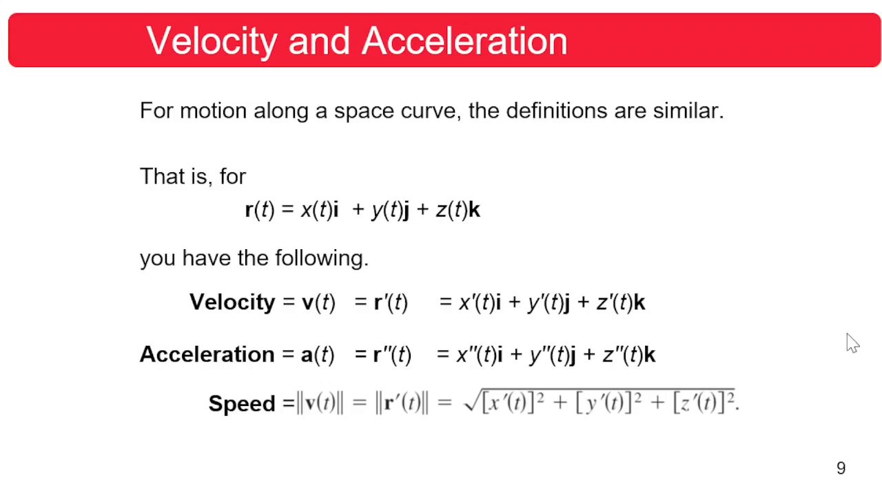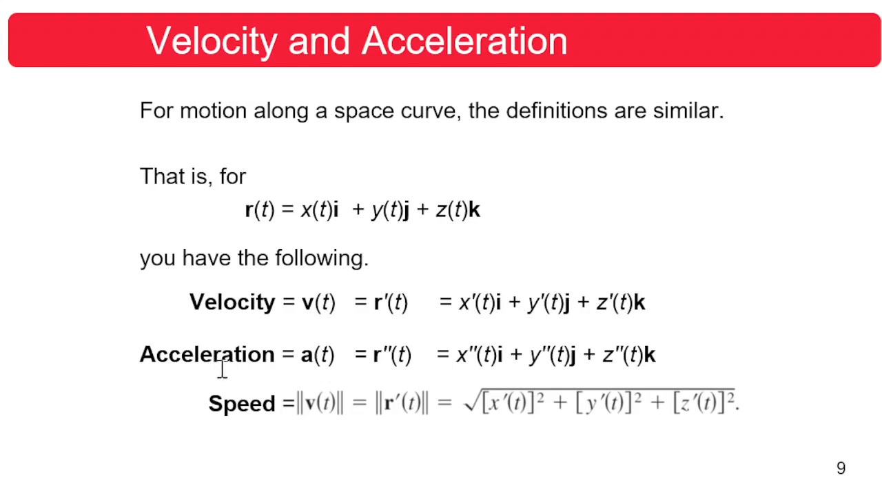Similarly, in three-dimensional space, if r of t is defined as x of t i plus y of t j plus z of t k, then the velocity is defined as the first derivative of r of t, which is equal to x prime of t i plus y prime of t j plus z prime of t k.